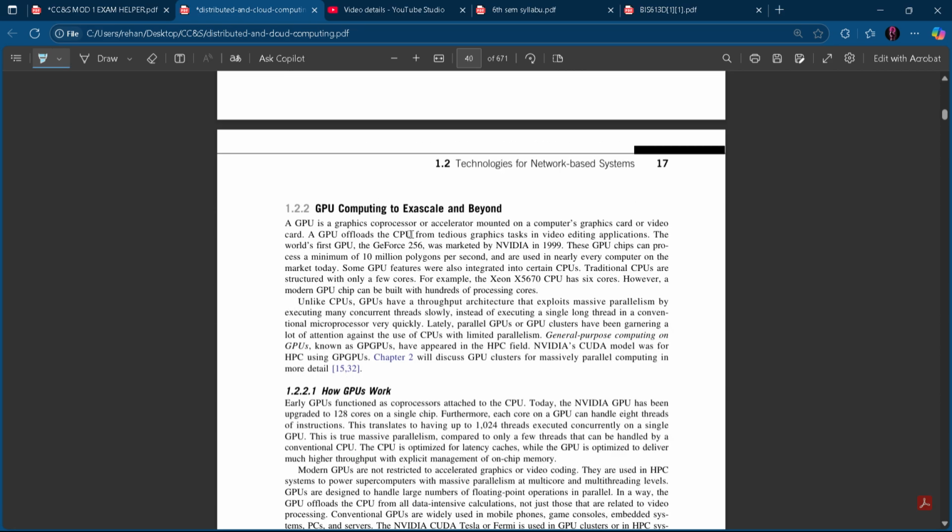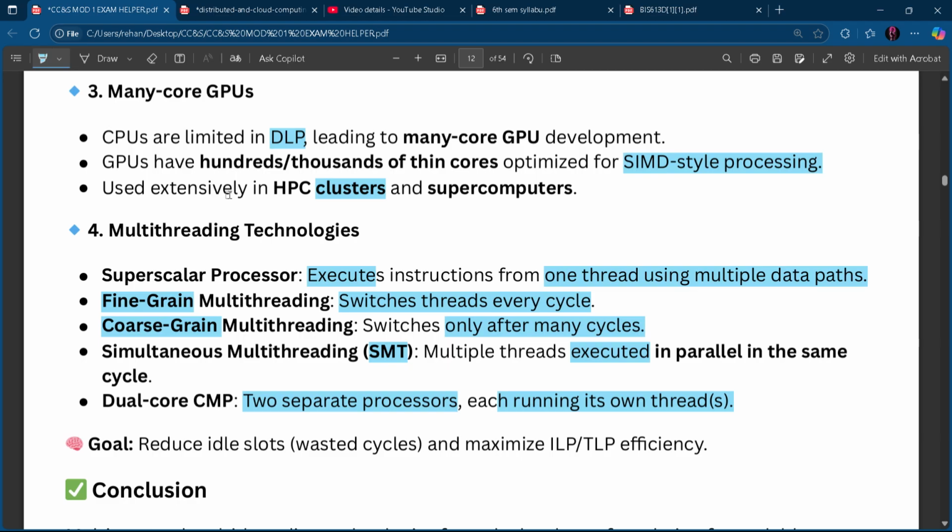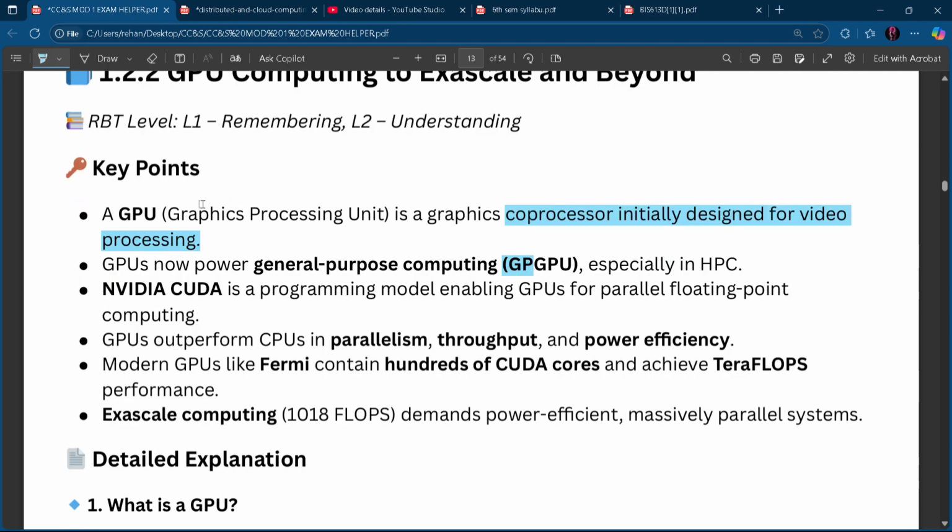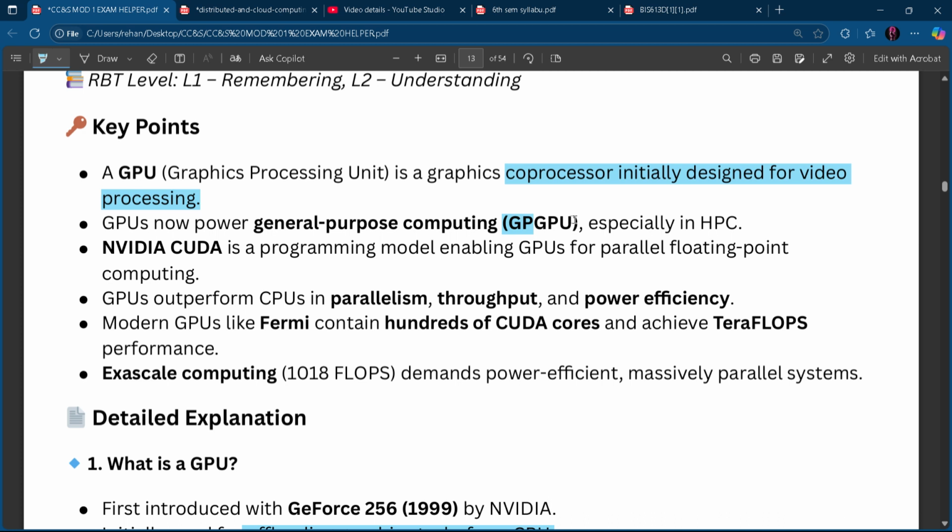That's it. Then you have GPU computing to Exascale and beyond. The key points first: a GPU is a graphics coprocessor initially designed for video processing. Now it is also used for general purpose computing, especially in high performance computing. Nvidia CUDA is the programming model behind GPUs. The first GPU, the GeForce 256, was released in 1999 by Nvidia. Whenever you talk about gaming computers, this is the first thing highlighted on marketing websites. A GPU outperforms a CPU in parallelism, throughput, and power efficiency.